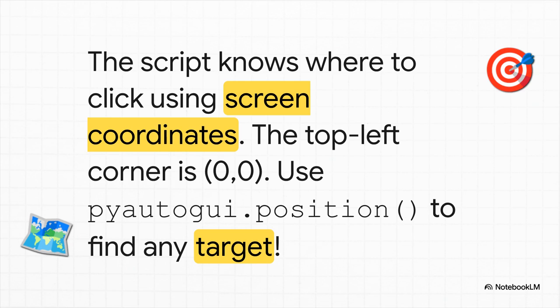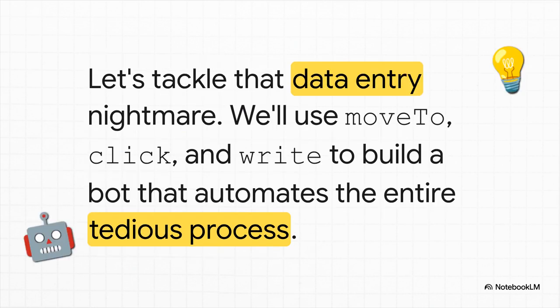So how does your script know where to click? Well, it all works on a grid of X and Y coordinates, kind of like in high school math class. The top left corner of your screen is position 0, 0. And if you're ever not sure what the coordinates are for a button or a text field, there's a handy little function for that. You just use pyautogui.position, run your script, hover your mouse over your target, and boom, it'll print out the exact coordinates you need. Super simple.